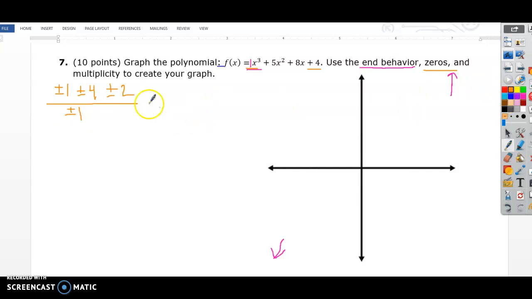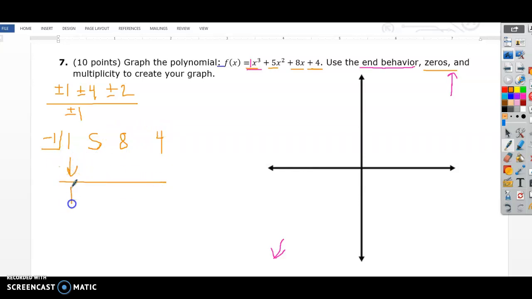Okay, so you're going to randomly pick a number from the top and pick a factor for the bottom. So I'm just going to randomly pick negative 1 as my first potential factor. So I'm going to pull the coefficients from my polynomial. So that's 1, 5, 8, and 4.